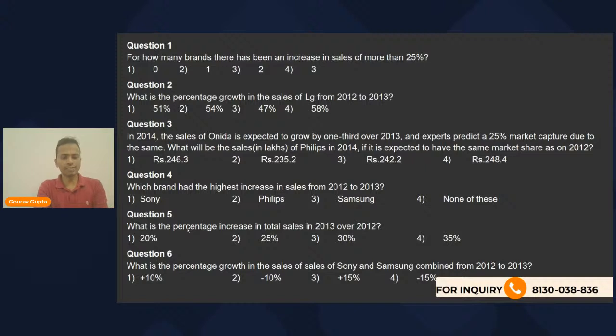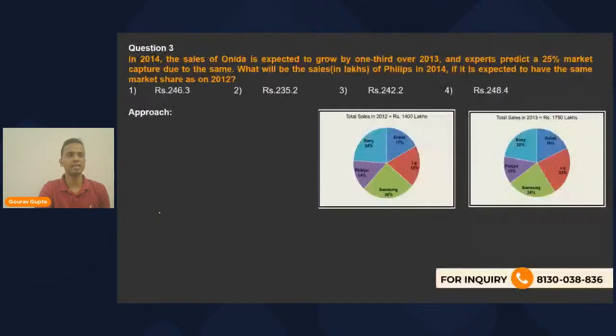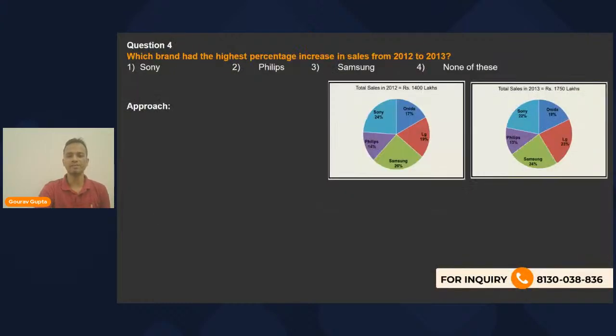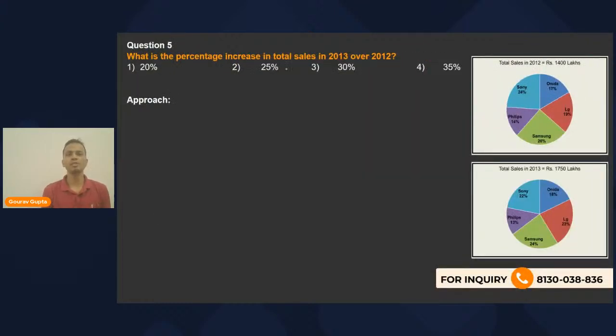Okay, friends, let's begin the discussion. I'll tackle these questions one by one, but not in sequence. Let's first look at the easiest question, question number 5. I'll take you to the question number 5 screen. What is the percentage increase in the total sales in 2013 over 2012? This question should be solved in less than 30 seconds.